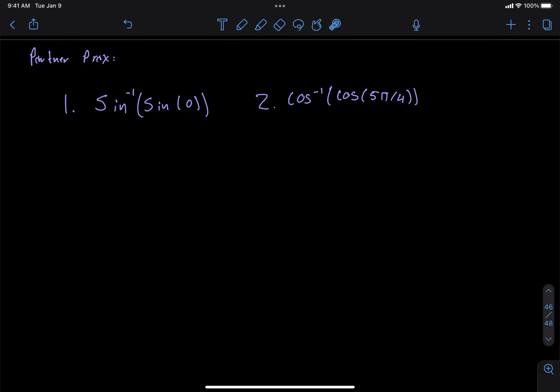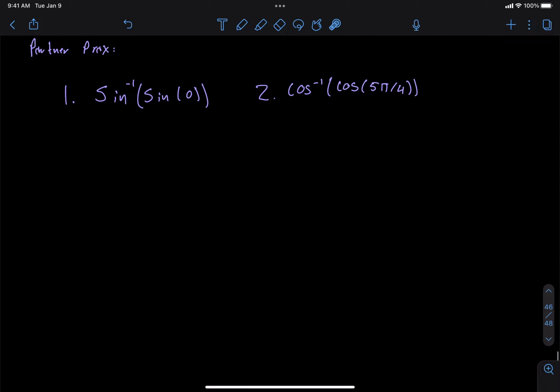So what do we do when we have a composition of functions? Remember, we're just going to work from the inside to the outside. PEMDAS, one of the things you learned probably in elementary school. P-E-M-D-A-S tells you the order of operations. Parentheses come first, which means we're going to work from the inside to the outside. Okay, so let's work with a partner on these two and see if we can come up with something here.